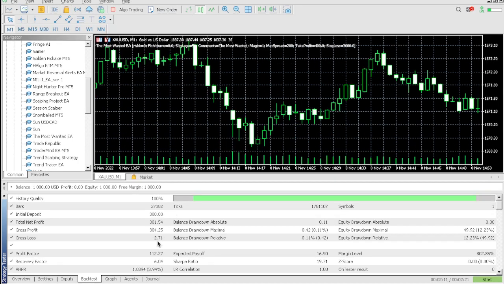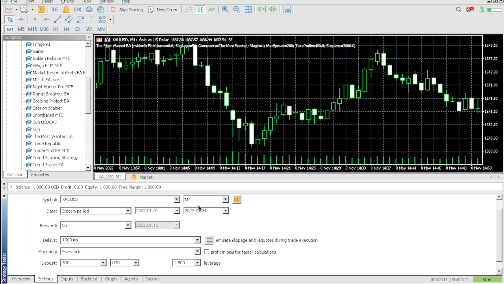Ooh, see that? Gross loss is only $2.71, guys. That's what I'm telling you. Drawdown was only 0.11. Look at that. Balance drawdown maximum was only 0.11. Look, guys, I'm trying to tell you. Trade gold with this EA, man, because when it comes to backtesting with the most wanted EA, only gold will be having good results like this, man.